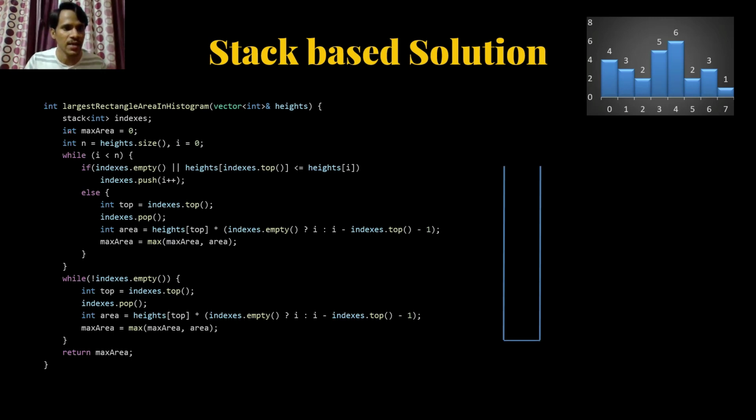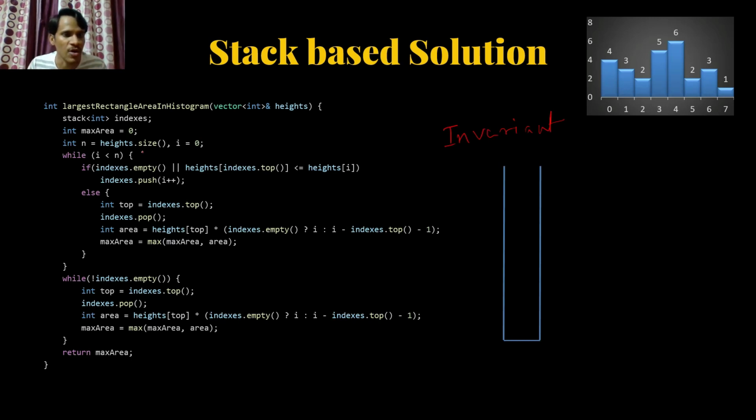So we'll maintain a stack which will store the indexes of the bars, and this stack will maintain an invariant that the bars at the indexes stored in this stack will always be of increasing height. Okay, so let's see how this is going to work by going through a dry run of this code.